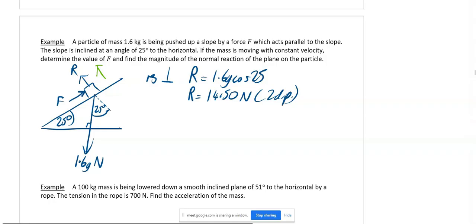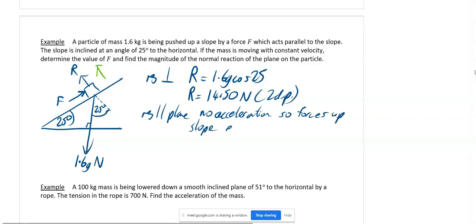Right. Next thing we're going to do is resolve parallel to the plane. And we're just going to say here, no acceleration. So forces up the slope equal forces down the slope. No acceleration, so forces up the slope equal forces down the slope.